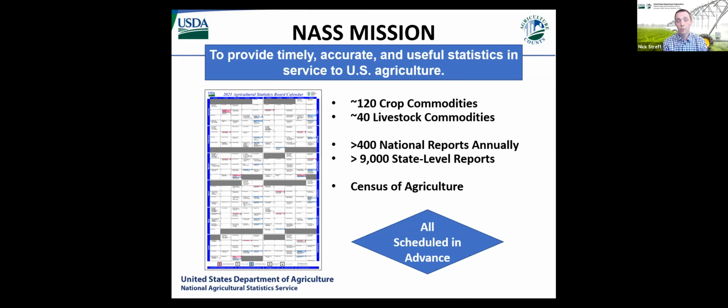And the majority of these 400 reports are voluntary. We voluntarily ask producers to stop what they're doing, give us their time, and share their information so we can publish it at the county or state level. One of our only programs that is mandatory would be our Census of Agriculture that we conduct every 5 years, and a few of the census follow-on surveys. So other than the census programs, the majority of NASS programs are voluntary.